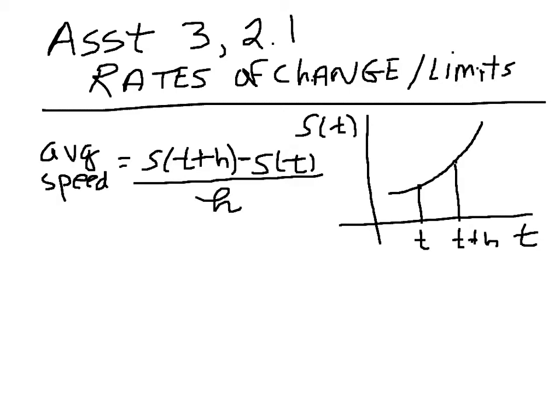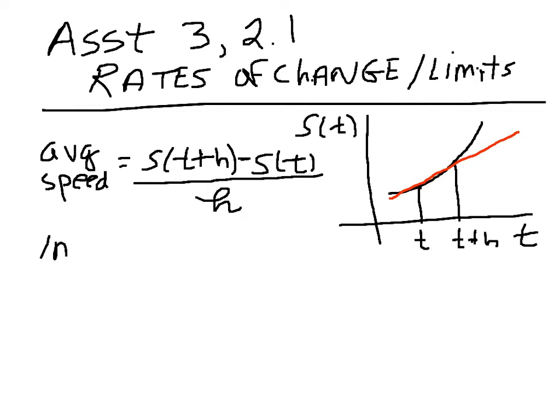all over h. And what we notice is pretty simple: what we have just defined is the slope of that secant line that goes between the two points of interest. That's the average speed between two discrete times.